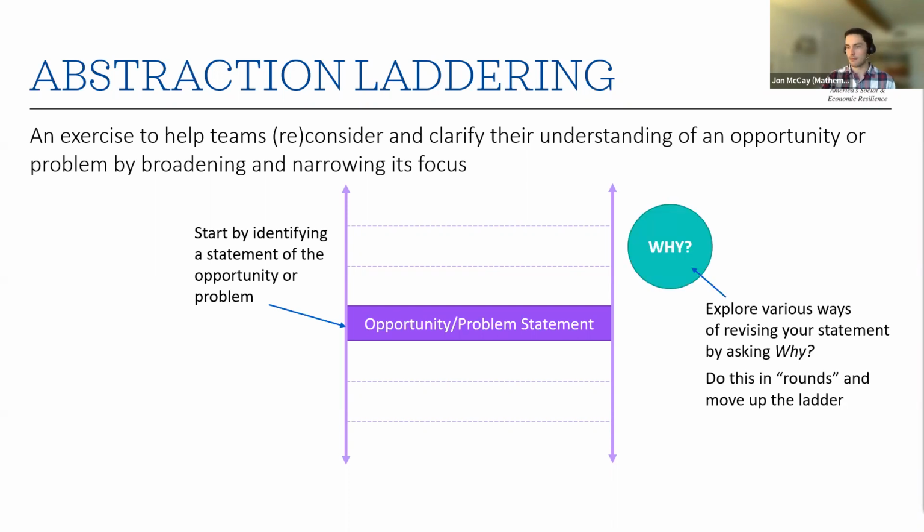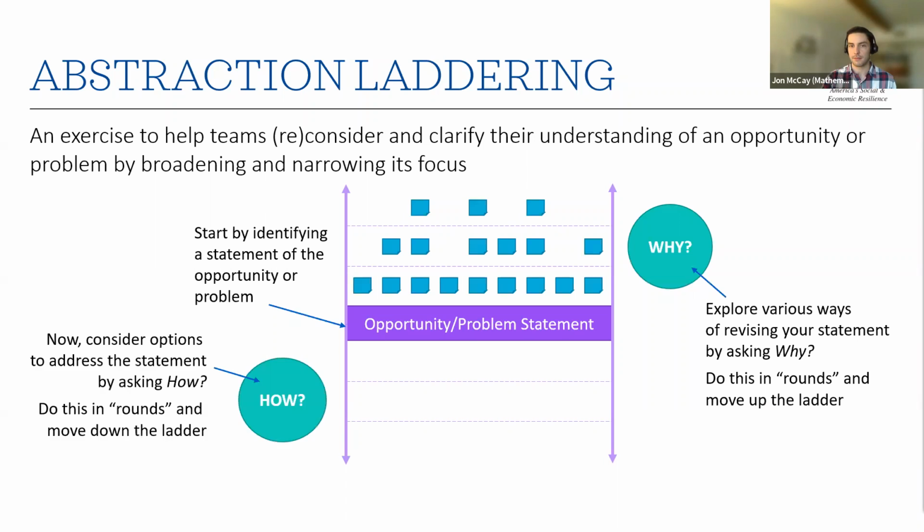Why does that matter? And you're going to take it several layers, several rounds of asking the why question. If you've heard of the 5 whys, that's kind of what you're going to do here. Why does this matter? Why does this matter? Why does this matter? And then after you've done a couple rounds of why, you're going to do a few rounds of how.